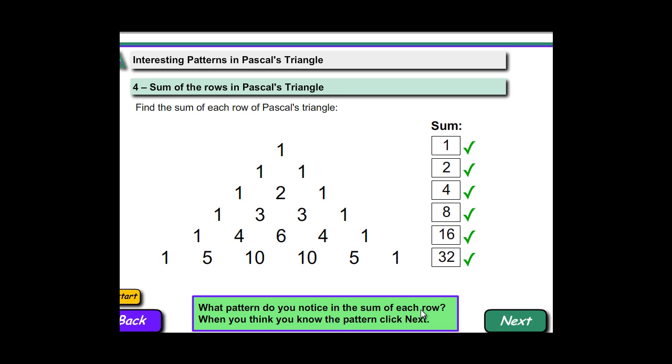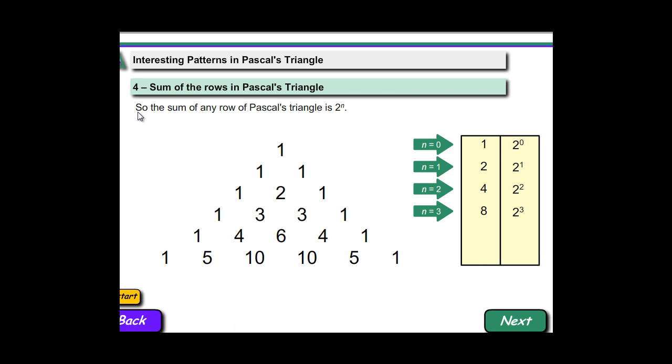So what pattern do you notice in the sum of each row? Take a minute to think about that. Pause the video and we'll move on. Here it is. The sum of any row in Pascal's triangle is 2 to the power n, where n is the row. And you can see here row 0, n equals 0. 2 to the 0 is 1.